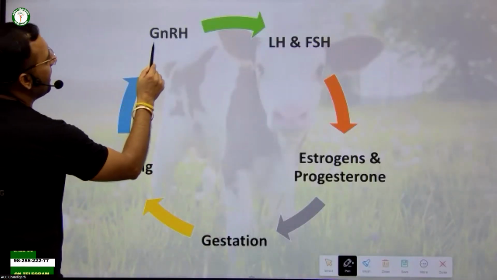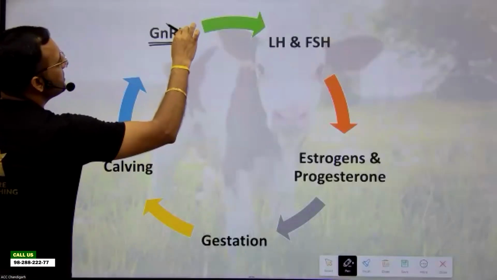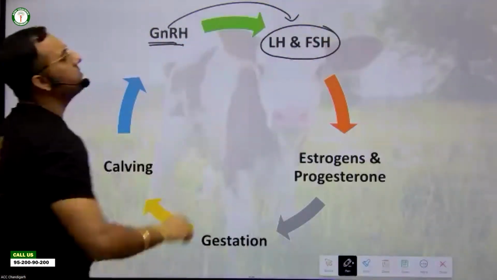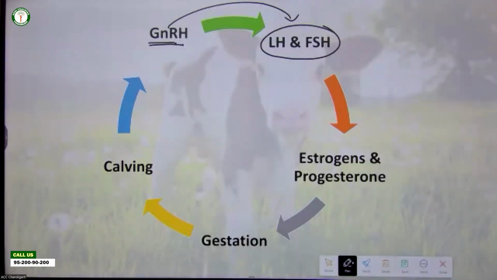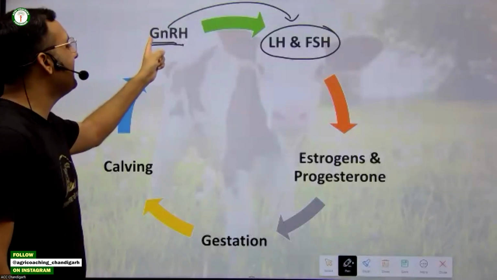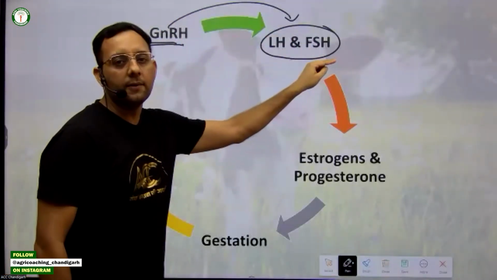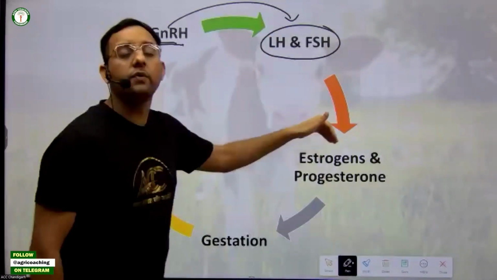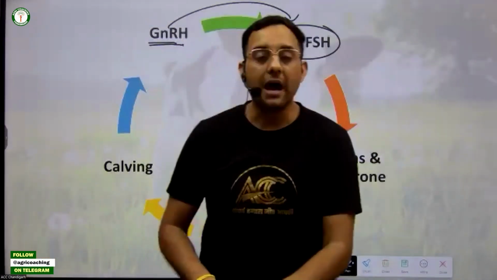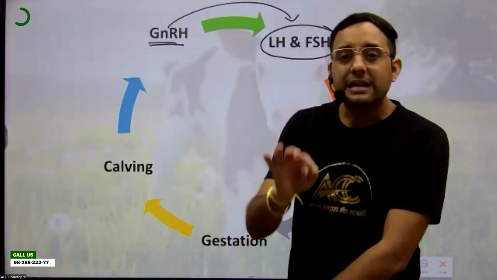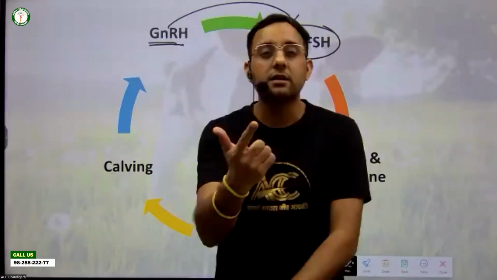So hypothalamus will produce GnRH. GnRH will go to anterior pituitary. Anterior pituitary will release two hormones, LH and FSH. Now, where will these two hormones go? As the GnRH was going to anterior pituitary, now these two hormones will go to ovaries. Now they will give the indication to ovaries, and ovaries will start producing follicles.